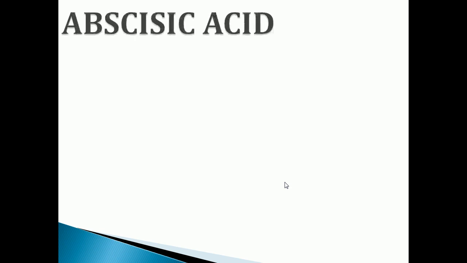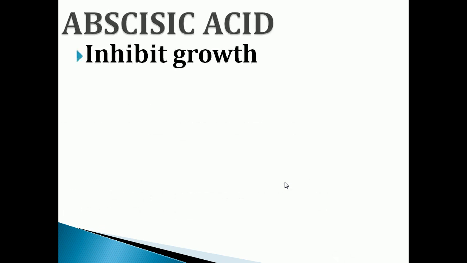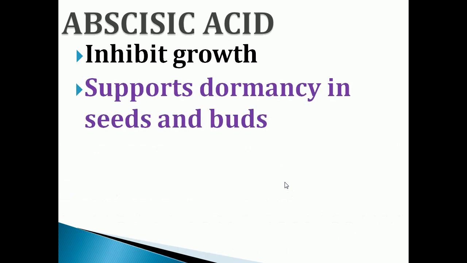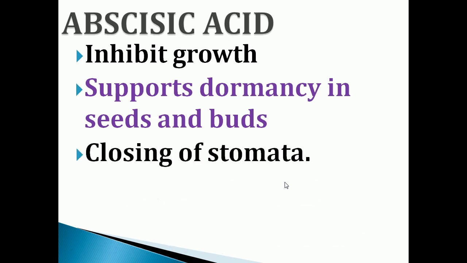Next hormone is abscisic acid. Abscisic acid helps in growth inhibition and supports dormancy in seeds and buds. Once a particular stage occurs, the seed should not grow. So abscisic acid will inhibit the growth of the plant at a certain stage and support dormancy in seeds and buds.